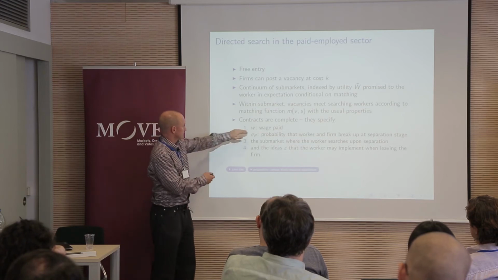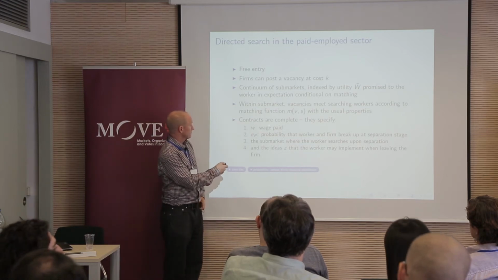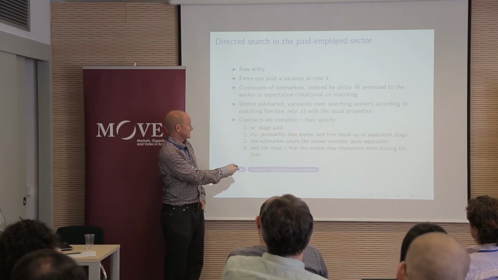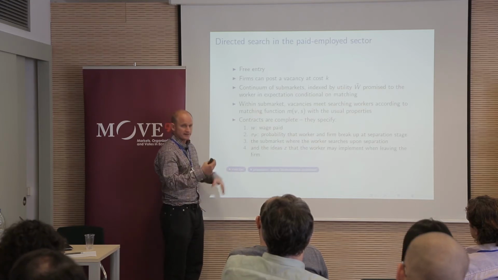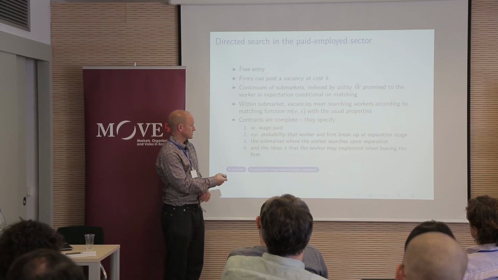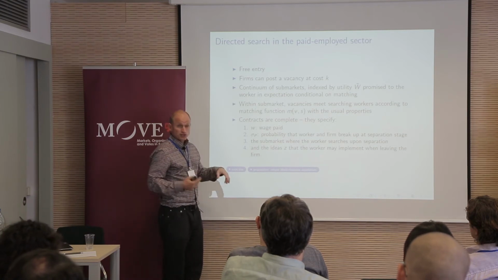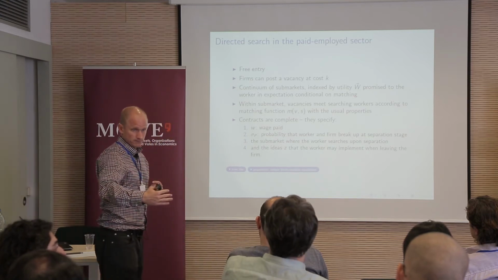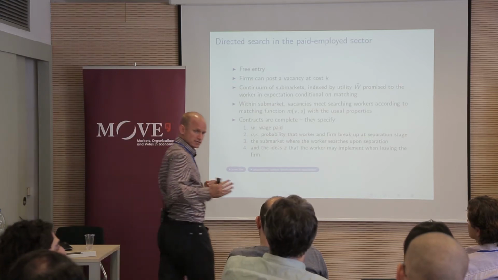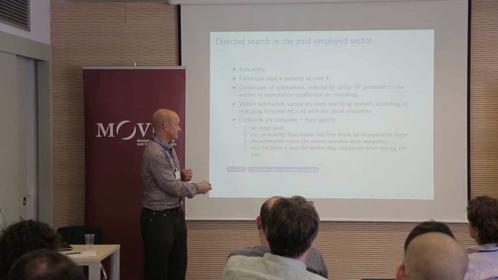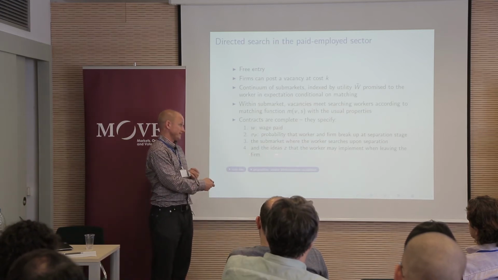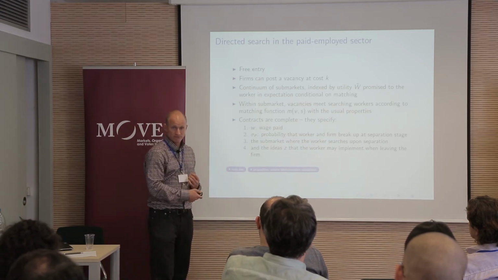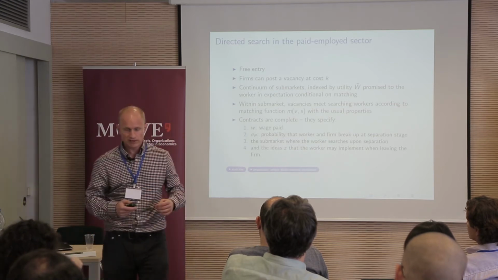The wage contract will specify a wage paid, then a probability that specifies if a worker and a firm break up at the separation stage in any period. Then it also has to specify the submarket where the worker will search after separation. Okay, that's required for efficiency. And also the ideas that the worker may implement when leaving the firm. So all vastly unrealistic, but needed for tractability.